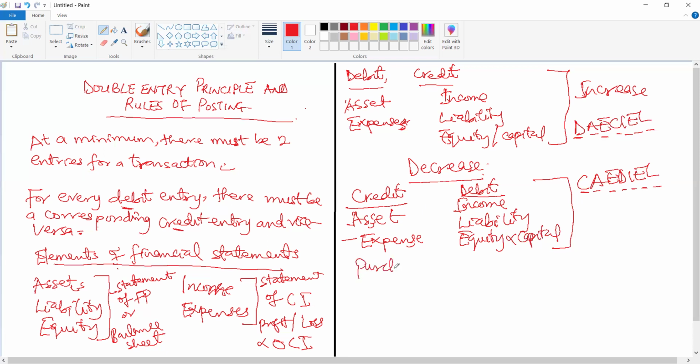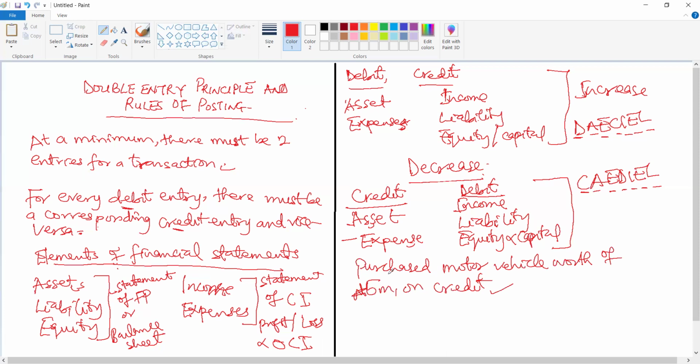Purchased motor vehicle worth of 5 million on credit. Now, we have said that in every transaction we must have what? Must have two entries. That is at minimum.